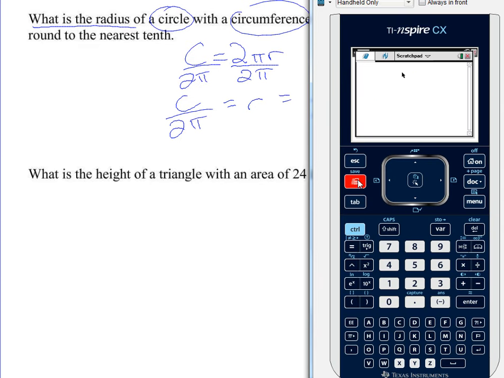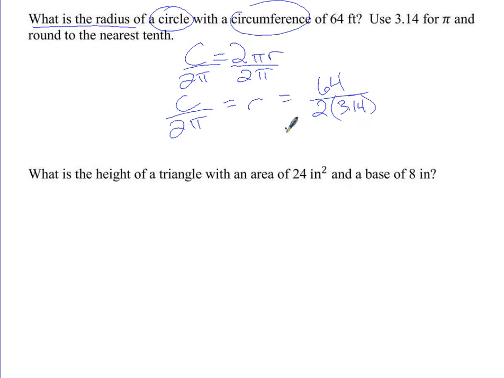So on my calculator, I'm on a graph that I had for calculus going on. I want 64, and I want to divide by 2 times 3.14. So I can use parentheses and go 2 times 3.14. Close my parentheses and hit enter. And then notice that the calculator shows me what it thinks I meant. Is this what I meant? Yeah. This is what I had written here. So this is what I meant. I get 10.1911. So I'll write that down.